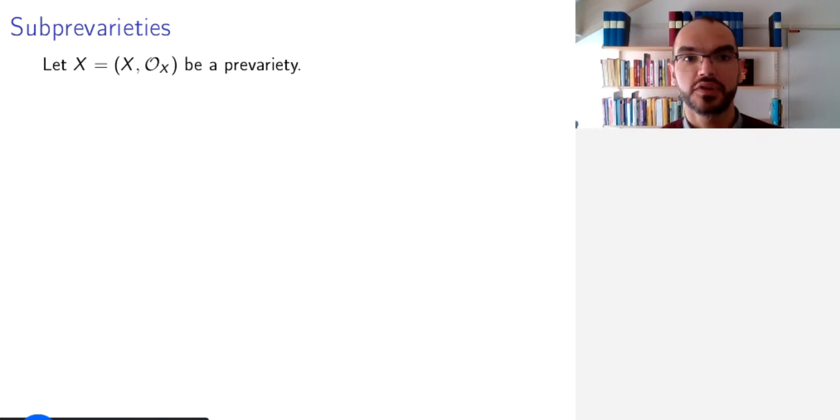Let us now look at subobjects in pre-varieties. So let's start with a pre-variety X with its structure sheaf. Remember, a pre-variety is a ringed space that is covered by affine varieties.